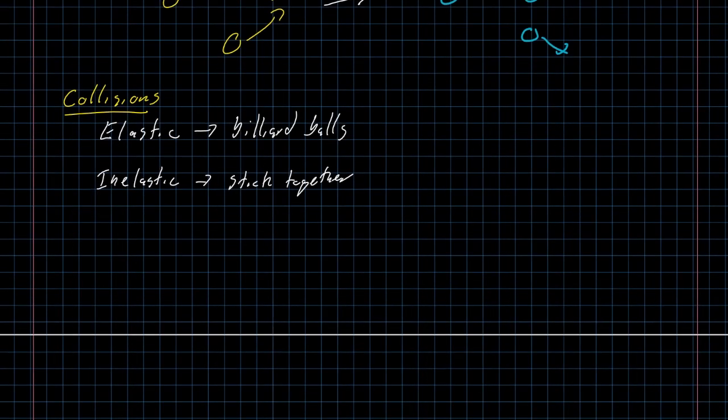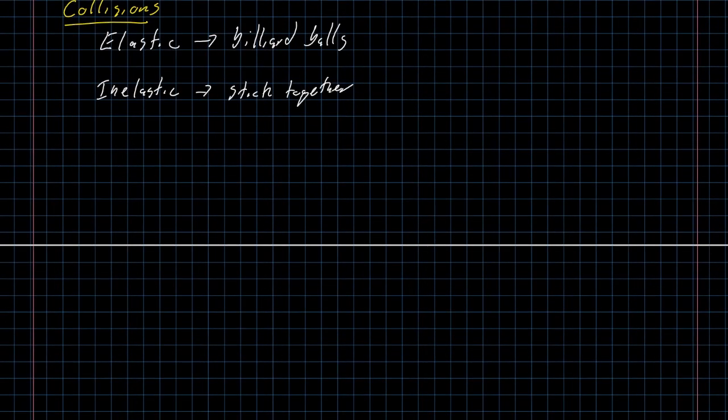Let's look at a relatively simple example. We'll look at an elastic collision between two billiard balls. These billiard balls are on a rail so that they cannot move to the side, so we can deal with this in one dimension. We don't have to think about multiple dimensions.